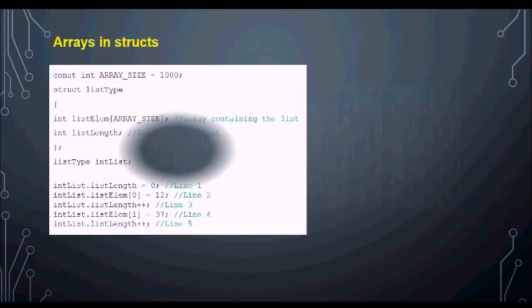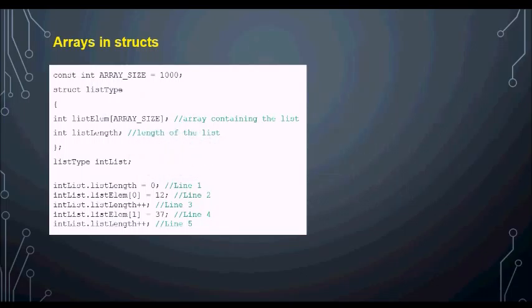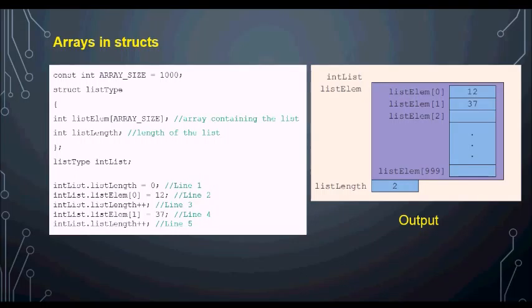Arrays within structs. We can relate the two and use them at the same time. So we can make an array inside a struct. For example, we want to have a list inside a struct, and this is the example output. There's an array containing the list, and inside that list we want to have information.